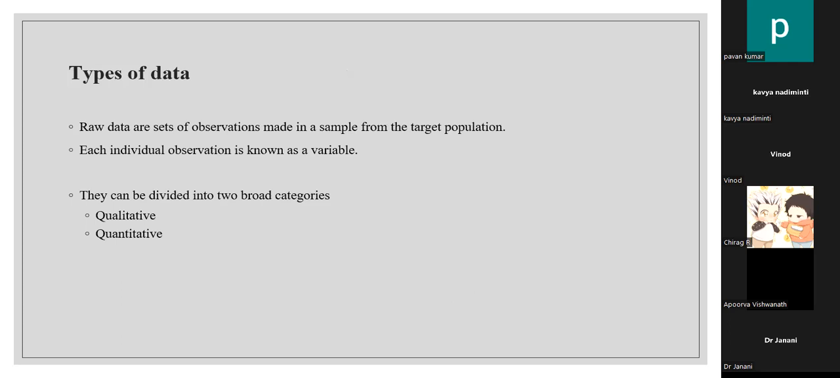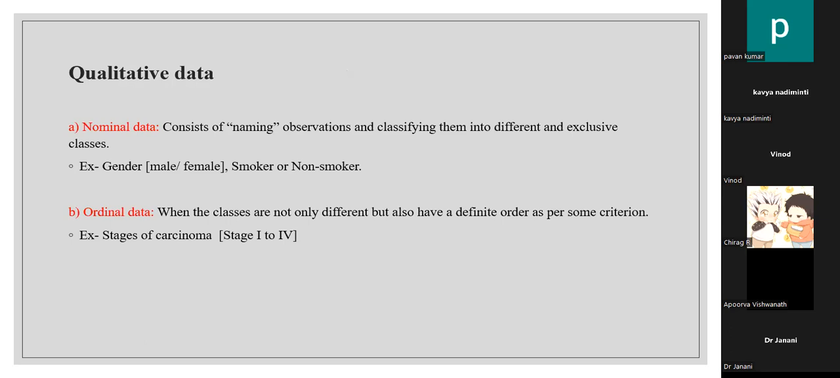Types of data: the raw data sets of observations made in a sample from the target population, and each observation is known as a variable. The data can be divided into qualitative and quantitative data. Qualitative data can be nominal and ordinal. Nominal data consists of names, for example gender like male or female, and smoker or non-smoker. Ordinal data is when the classes are not only different but also have a definitive order, for example stages of carcinoma, stage 1 to 4.